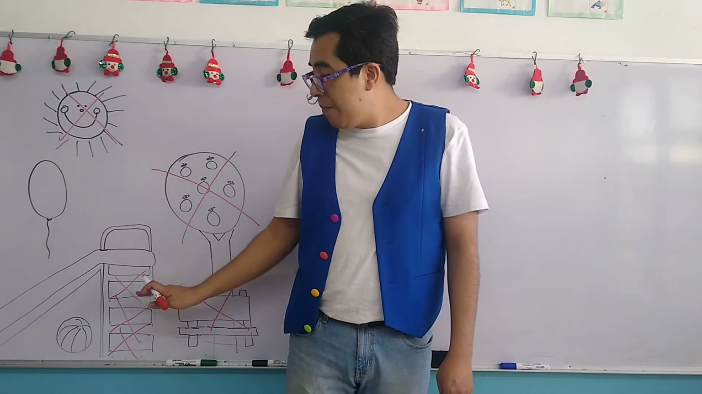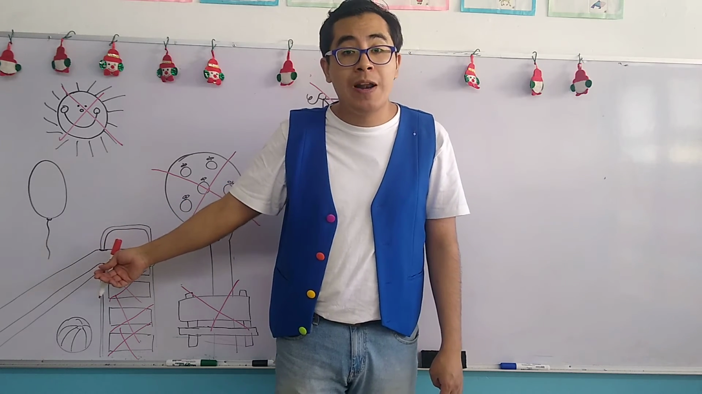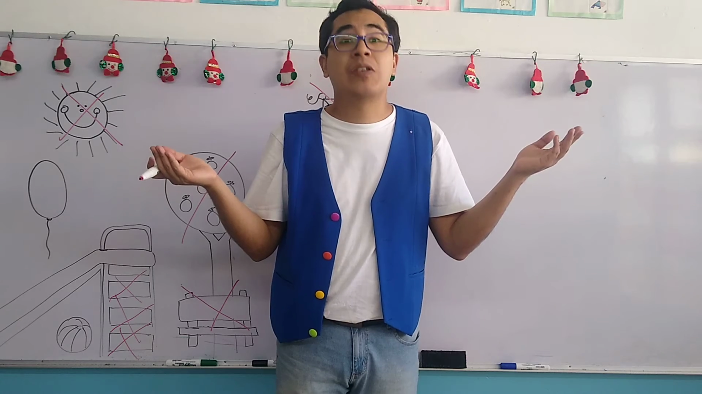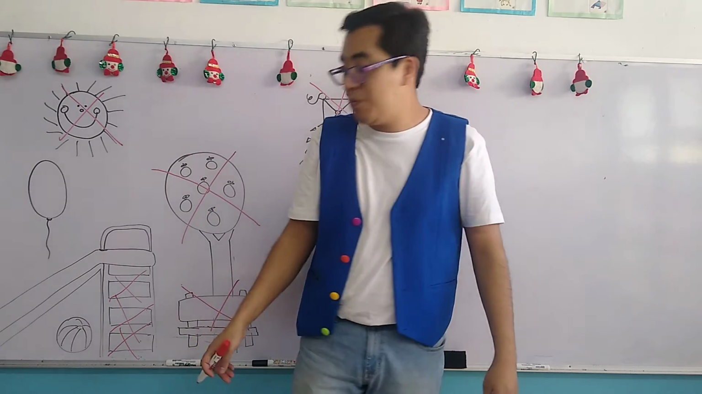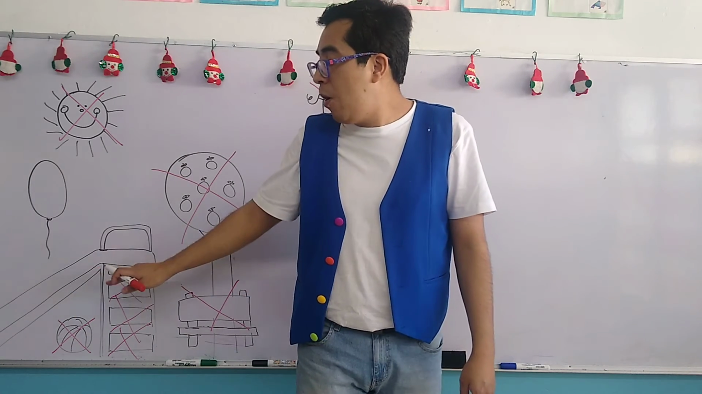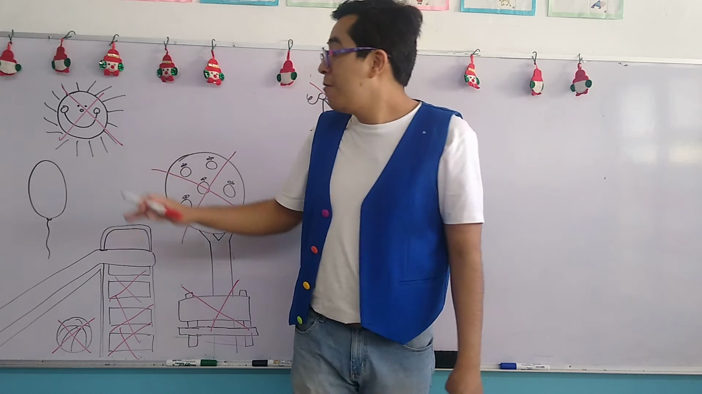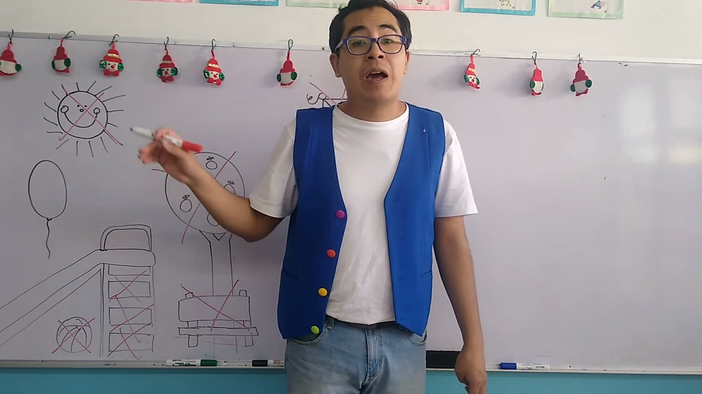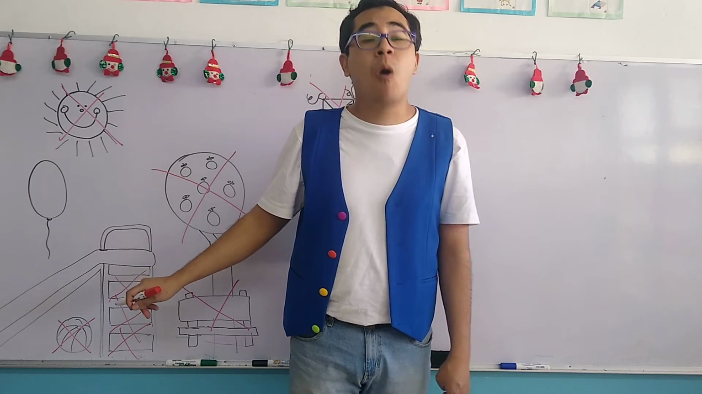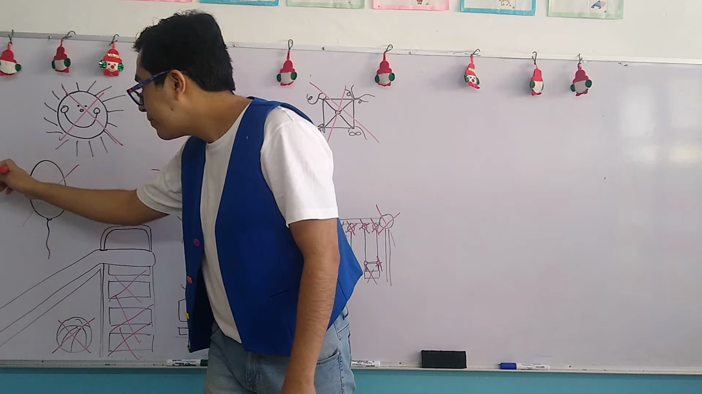Now under, abajo, and next to the slide, we have a ball. Now do you remember the shape and form of a ball? A circle. So we are going to mark it with an X, okay? Now on the slide, arriba, on the slide, we have a balloon. Now remember, the shape and form of a balloon is an oval. So we are going to mark it.